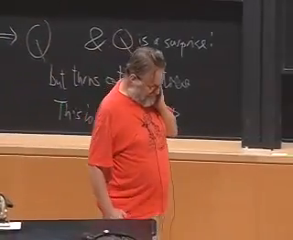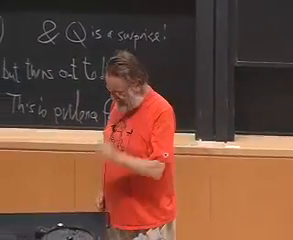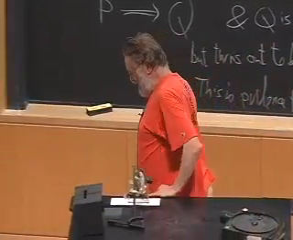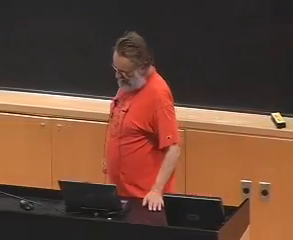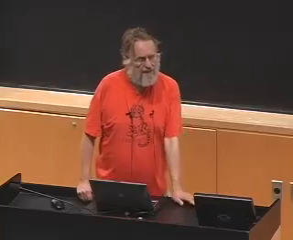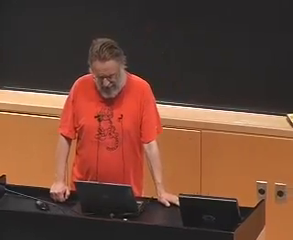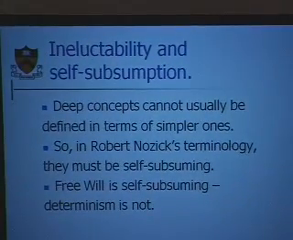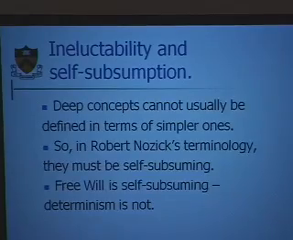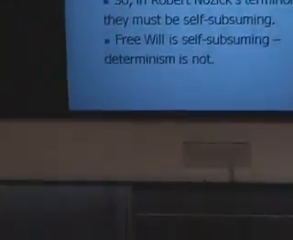Now this is related to an interesting point in philosophy. The philosopher Robert Nozick, who died a few years ago, wrote a very influential book, and he talked about self-subsuming concepts. I think he basically chose the wrong property, this self-subsuming business, to talk about. So let me say what I prefer to talk about. Ineluctable concepts. Ineluctable literally means you can't struggle out of it.